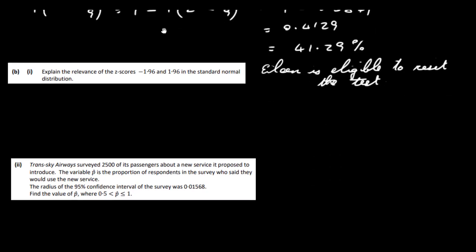Okay, so that's part 2. Let's have a look at part B1. Explain the relevance of the Z scores minus 1.96 and 1.96 in the standard normal distribution.